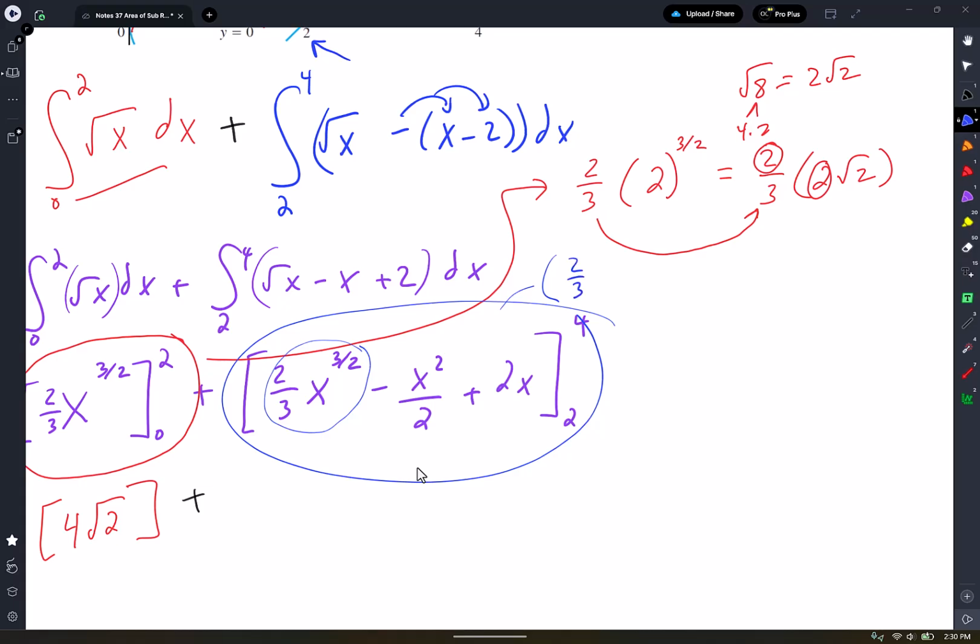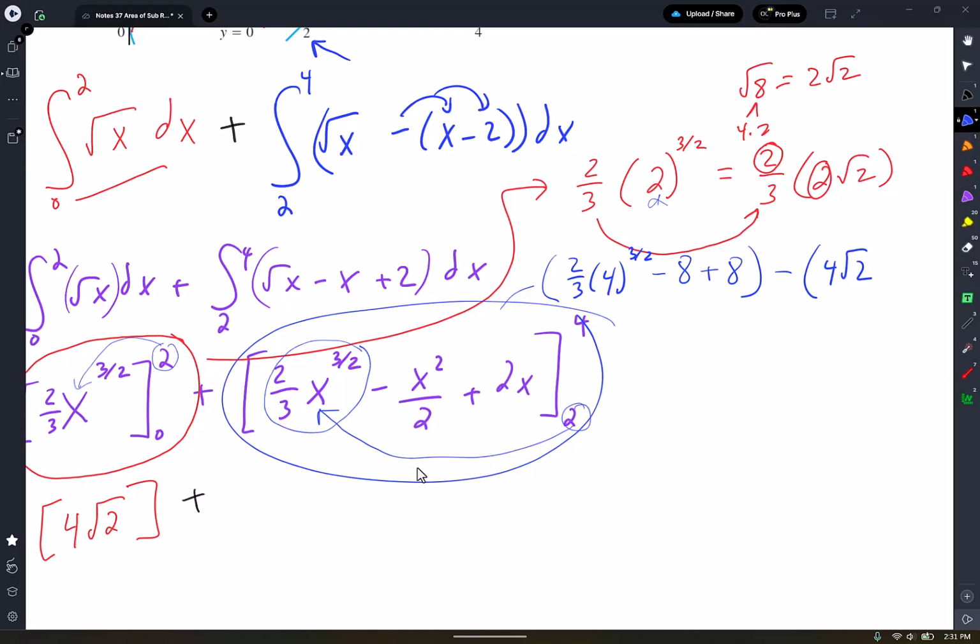So 2/3, parenthesis 4 to the 3/2. In a little bit, we'll figure out what that is. And then minus, let's see, 4 squared is 16. 16 divided by 2? 8. Plus, what's 2 times 4? 8. So there it is. That's the upper. Minus, and then here it comes, parenthesis, the lower. I know this one. If I plug in a 2 in there, well, didn't I just do that a little while ago with this one here in purple, or the red one up here? Isn't that the same thing? So I know that one. I'm going to get 4 square root of 2. Does everyone see where I got that 4 square root of 2?